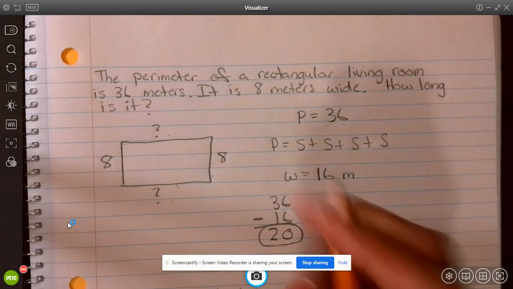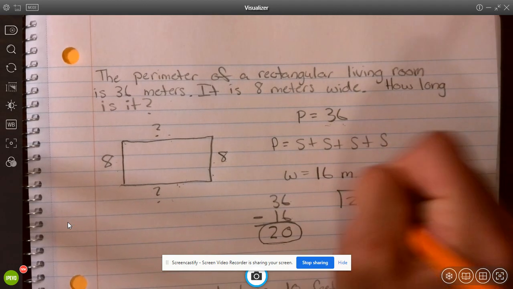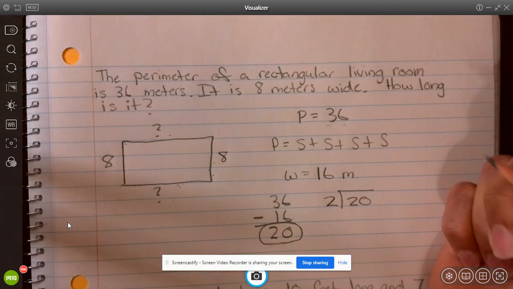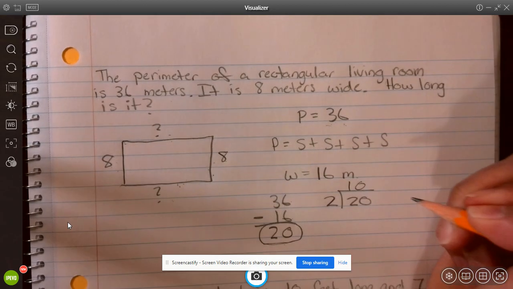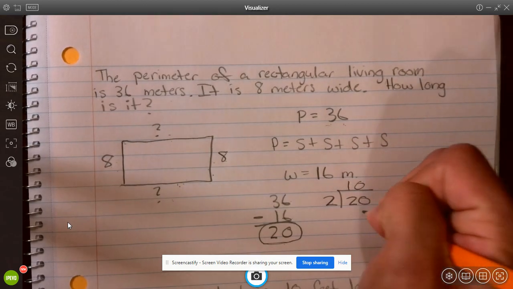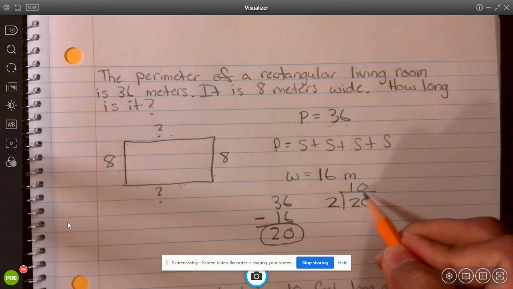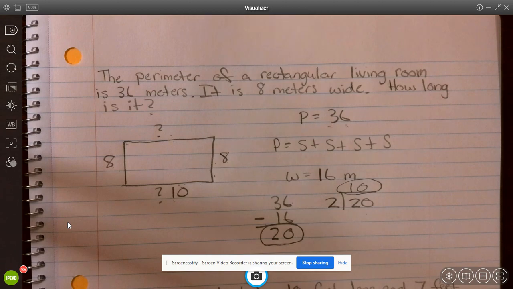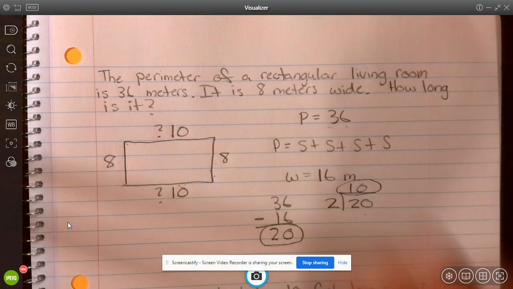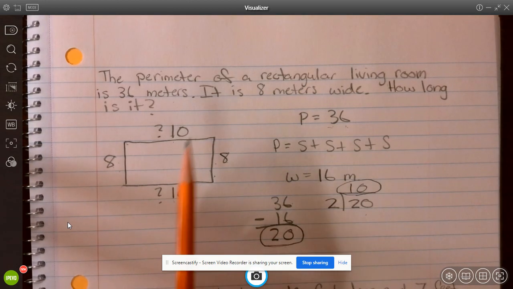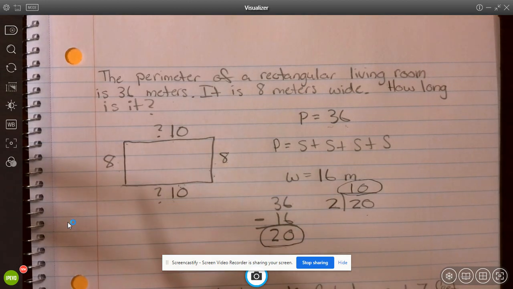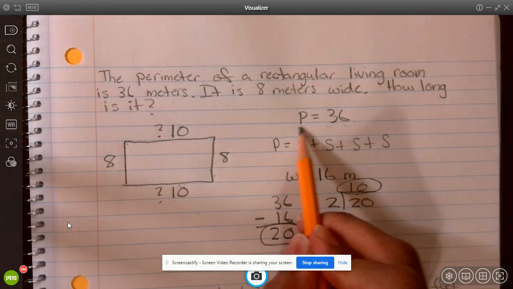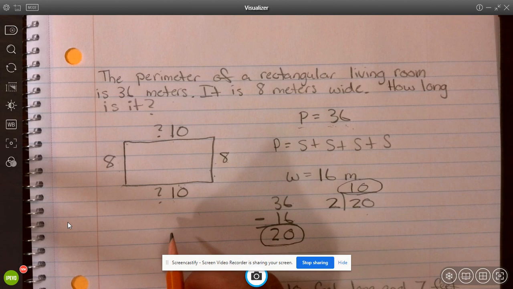So we're going to get 20 divided by 2, which is 10. 2 times 10 is 20. So the number 10 is how long the rectangular living room is on each side. Now if we add them up to verify our answer is correct, it should equal the perimeter, which is 36. So let's add them together.